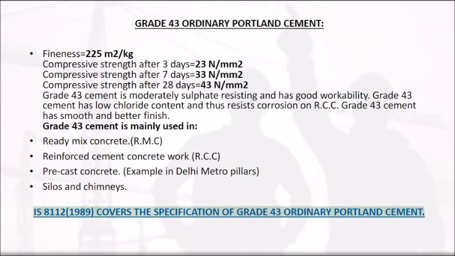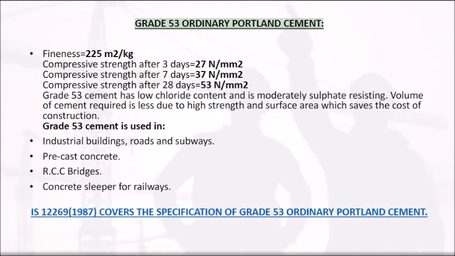IS 8112:1989 covers the specification of Grade 43 ordinary Portland cement. Grade 53 ordinary Portland cement: fineness equals 225 m²/kg. Compressive strength after 3 days equals 27 N/mm², after 7 days equals 37 N/mm², and after 28 days equals 53 N/mm².